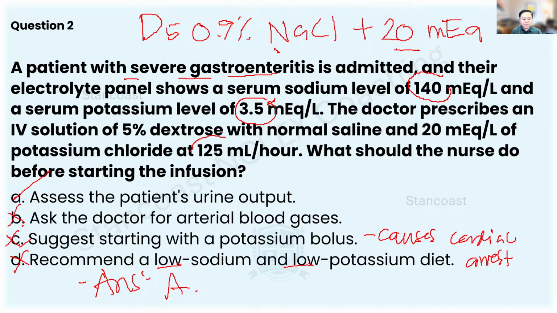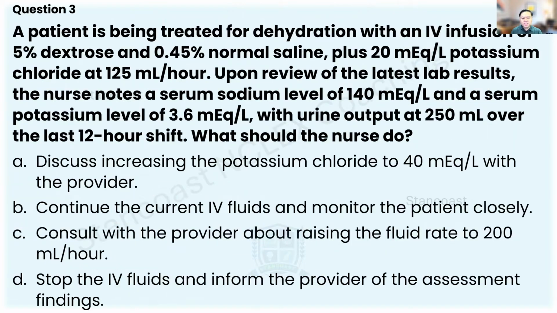Let's have a number 3. A patient is being treated for dehydration with an IV infusion of 5% dextrose and half normal saline plus 20 milliequivalents per liter potassium chloride at 125 mL an hour. Upon review of the latest lab results, the nurse notes a serum sodium level of 140 milliequivalents per liter and a serum potassium level of 3.6 milliequivalents per liter, with a urine output at 250 mL over the last 12-hour shift. What should the nurse do?